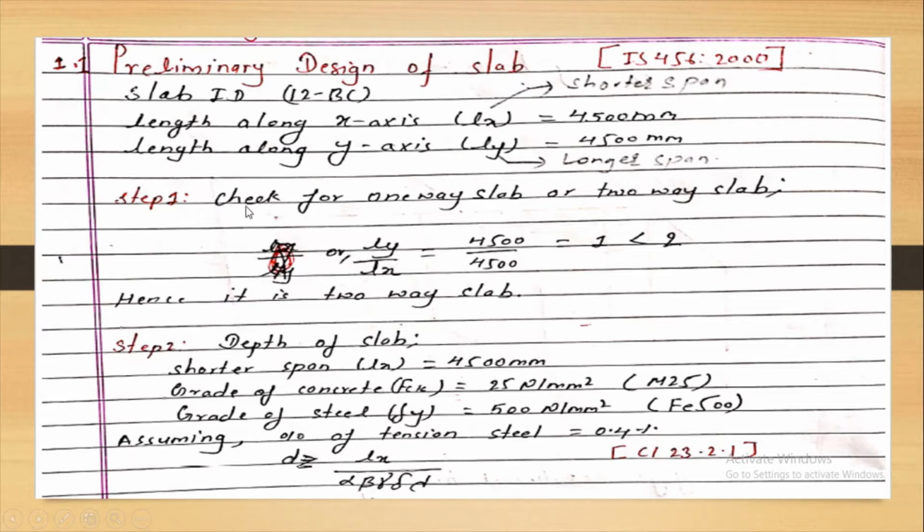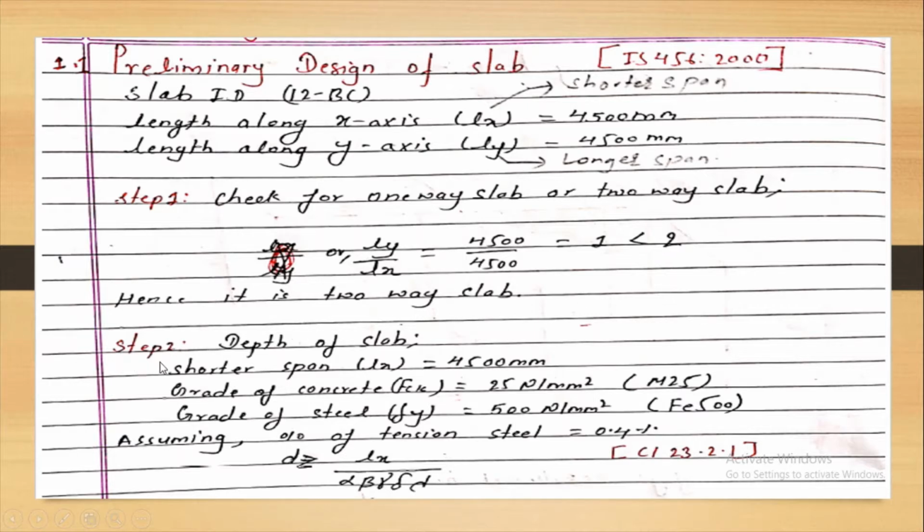which is 4500 mm. For the first step, we have to check for one-way slabs or two-way slabs. For that, we have to calculate the ratio Ly by Lx. Ly represents the longer span, Lx represents the shorter span. It means the ratio of longer span to shorter span. In our case, Lx and Ly are equal, that's why we get 1, which is less than 2. So our slab is a two-way slab.